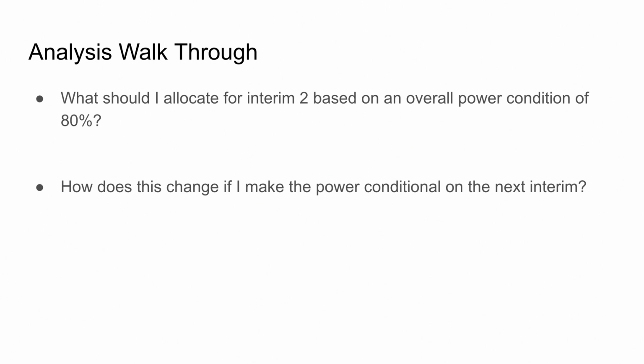For the analysis walkthrough, the two questions we're going to take a look at are, 1, what should I allocate for interim 2 based on an overall power condition of 80%? Separately, if we change to make the conditional power on the next interim, how much should I allocate for interim 2?